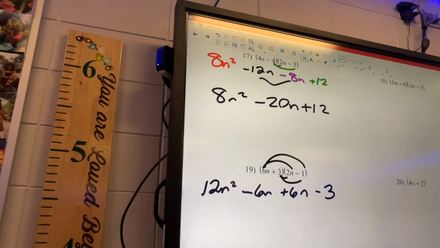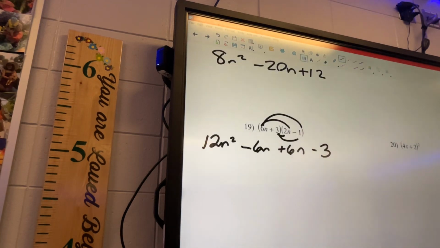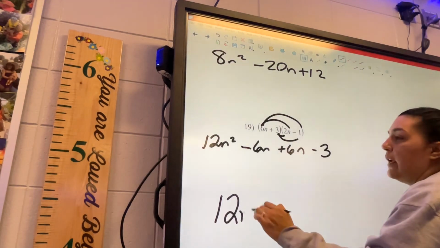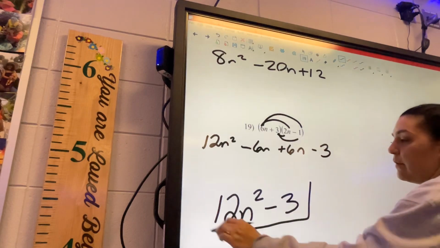Okay, we can combine the two middle ones to give me what? 0. So do we write it down? No, it just cancels, okay? So it's just going to be 12 n squared minus 3.